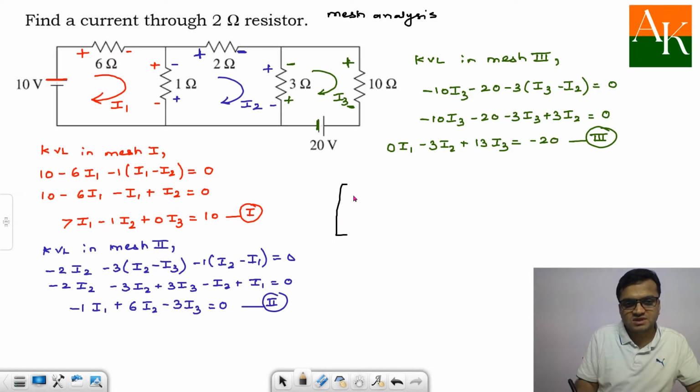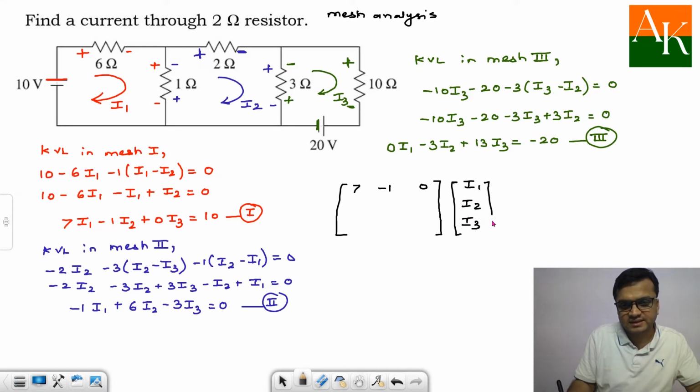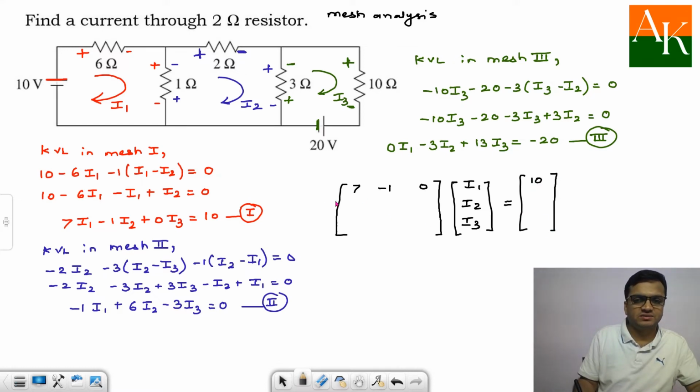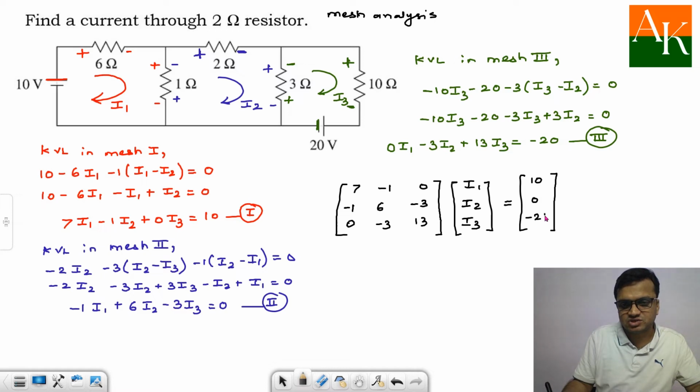From the first equation I will have 7, minus 1, 0. Here I will have I1, I2, I3, and the right hand side is 10. Of course we will use a calculator to solve this, but I will just write down the equations in matrix format. Then I will have minus 1, 6, minus 3, and the right hand side is 0. From the third equation, 0, minus 3, 13, and the right hand side is minus 20.